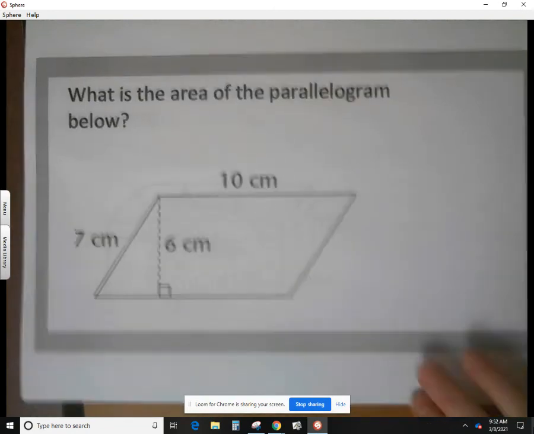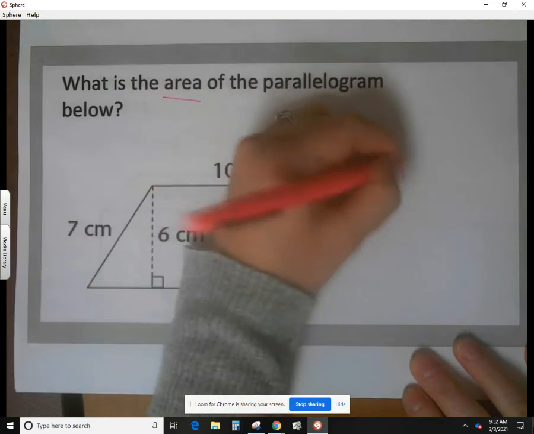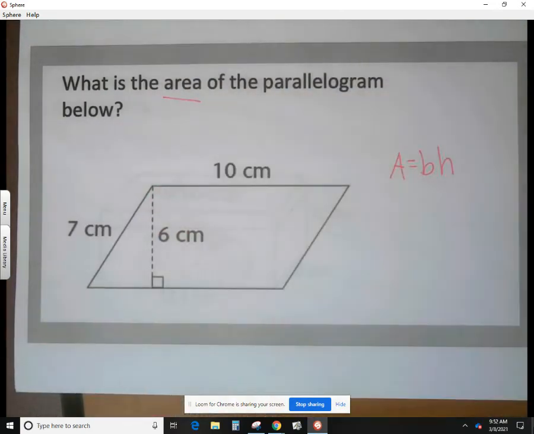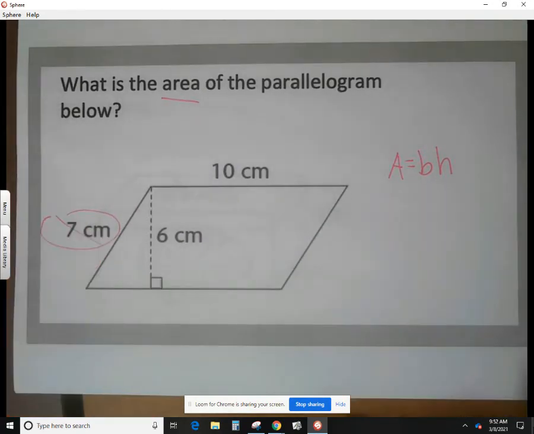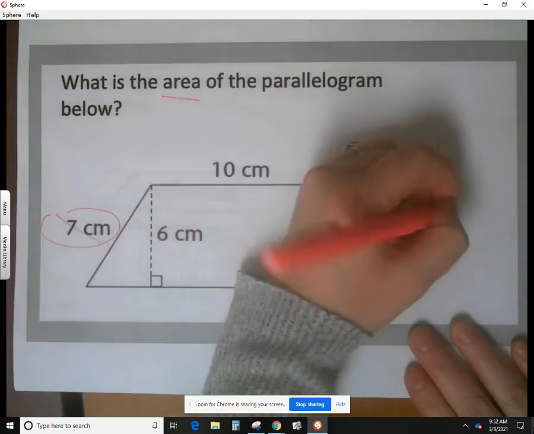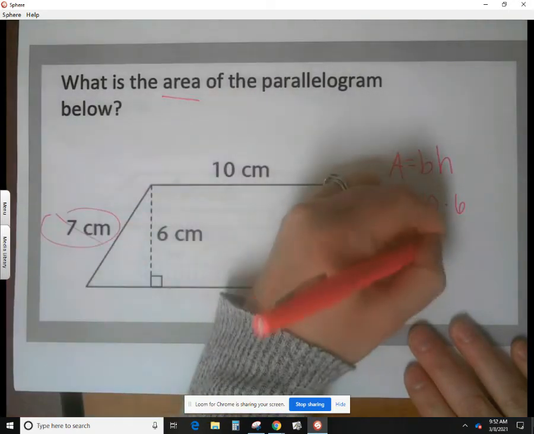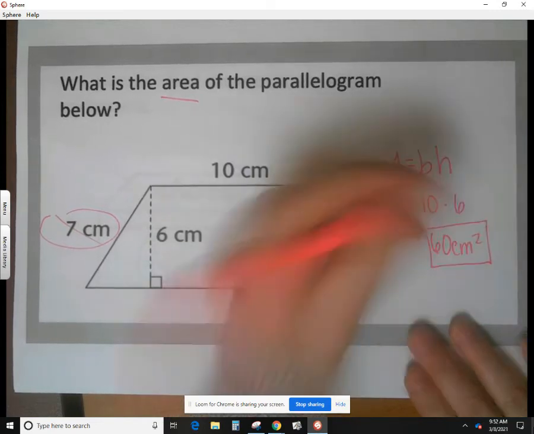Here we have another parallelogram, but this time they want the area. So we're going to use the formula for area of a parallelogram, which is base times height. We're not going to use any sides. We're also not going to divide by 2 because, again, that's not in the formula. So my base here is 10, and my height is 6. So that gives me 60 square centimeters.